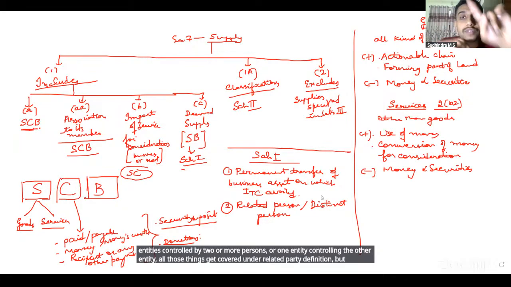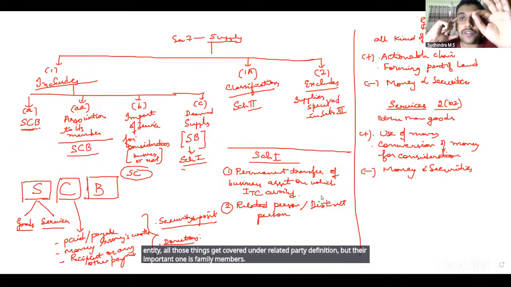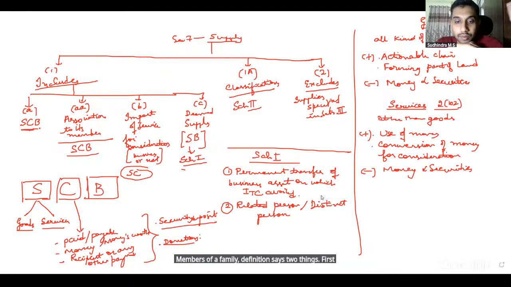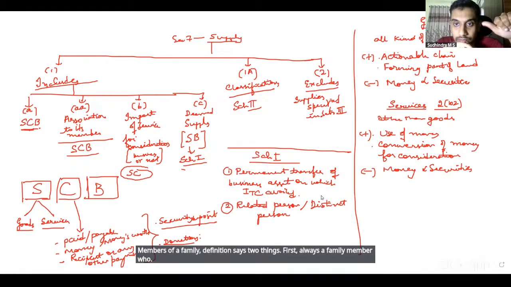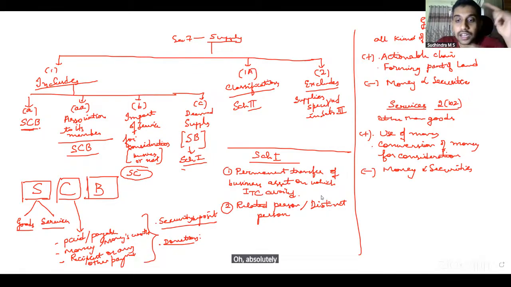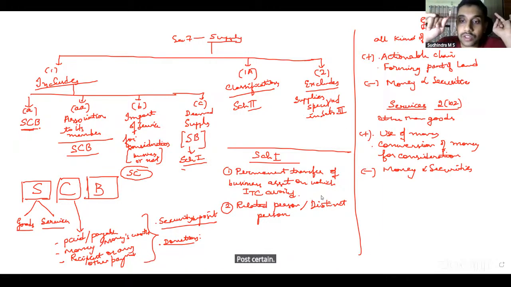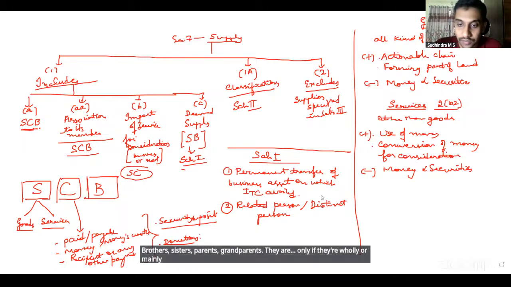But the important one is family members. The members of a family definition says two things. First, a spouse and children are always family members, whereas others will be family members only if wholly or mainly dependent. Who are those? Brothers, sisters, parents, grandparents. They come under the definition of family only if they are wholly or mainly dependent.